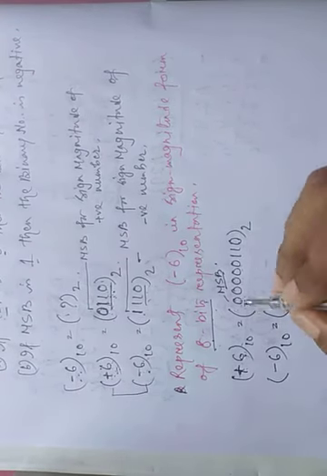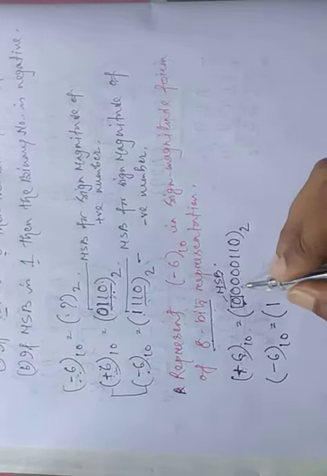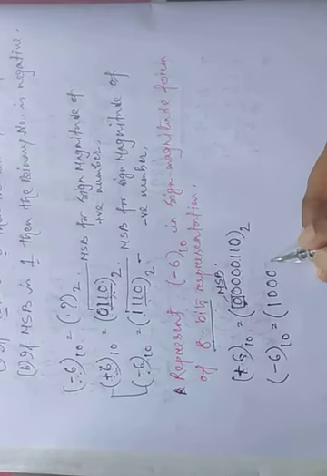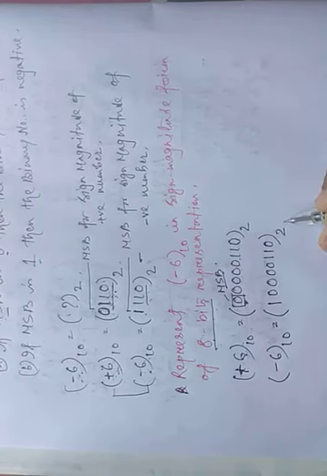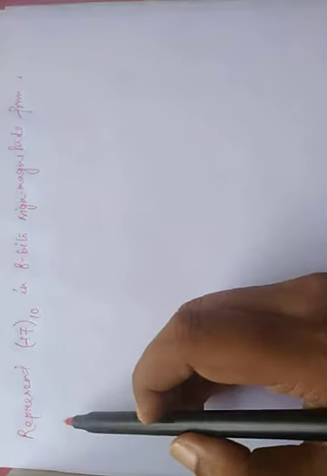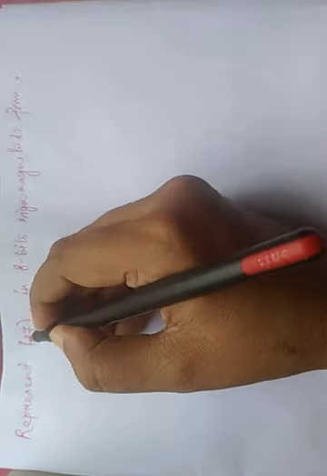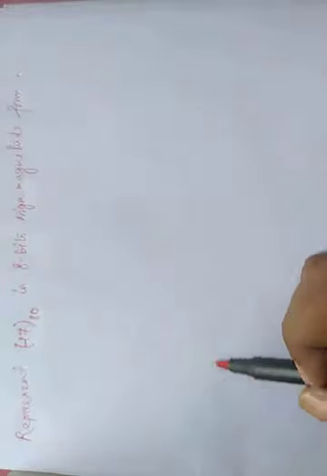Now for negative number, this MSB bit should be changed into 1. Other values are the same as they are. That means 1 0000 110. This is the -6 value. Clear? Okay, let us see another example. Represent -17 (base 10) in 8-bit sign magnitude form.